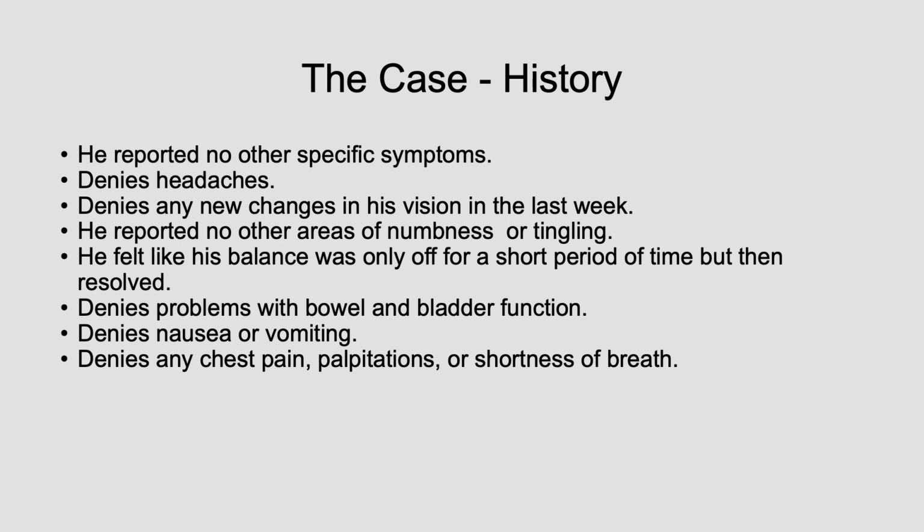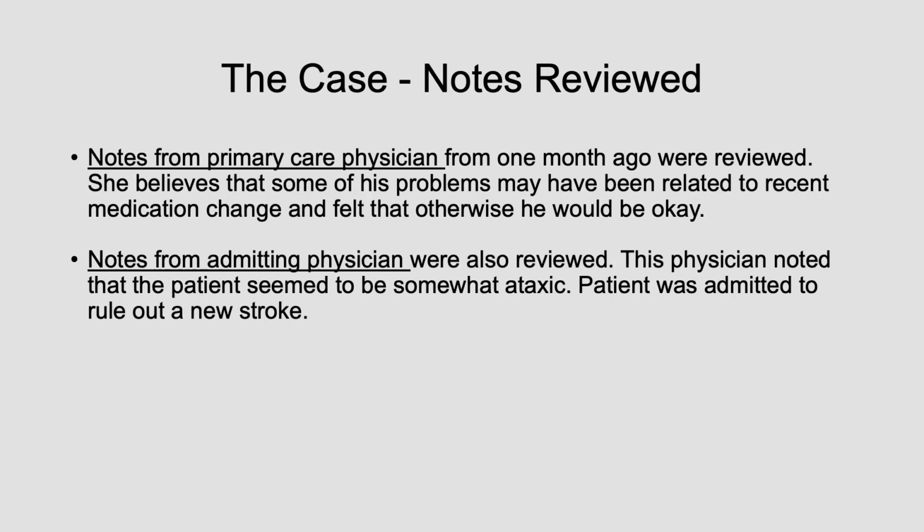This is the history, but since everything was denied, we're not going to underline it. This goes towards the appropriate history and physical that the physician needs to document, but for selecting a code, we don't need it. The notes reviewed from other providers is also important. So I looked at notes from the primary care physician and notes from the admitting physician. So this is important.